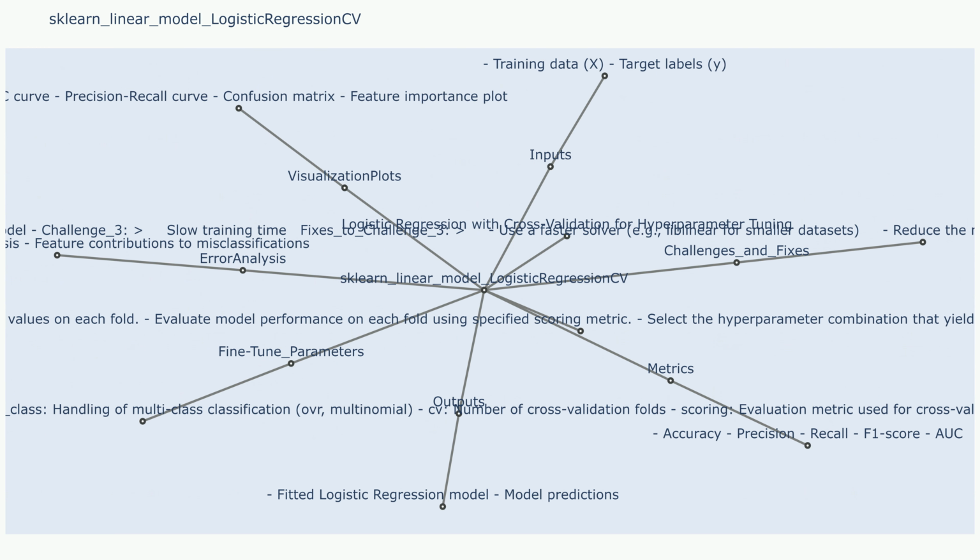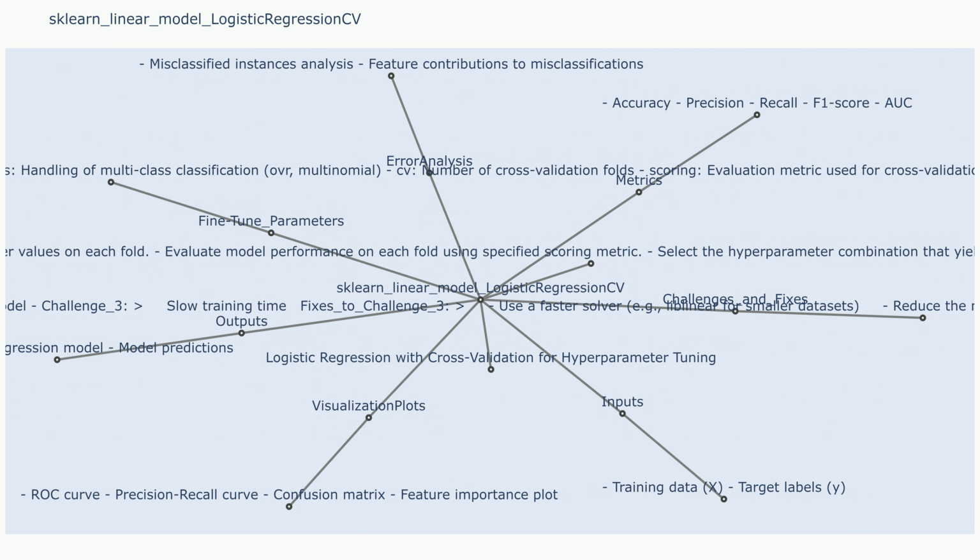Fine-tune parameters. C, the inverse of the regularization strength. A smaller value of C specifies stronger regularization. It controls the trade-off between overfitting and underfitting. Penalty. The type of regularization to be applied. L1 applies L1 regularization (lasso), leading to sparse solutions, while L2 applies L2 regularization (ridge), leading to smoother solutions.